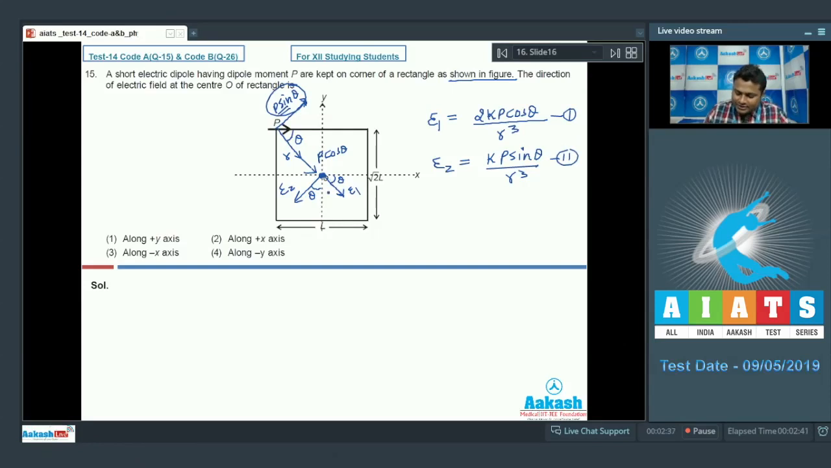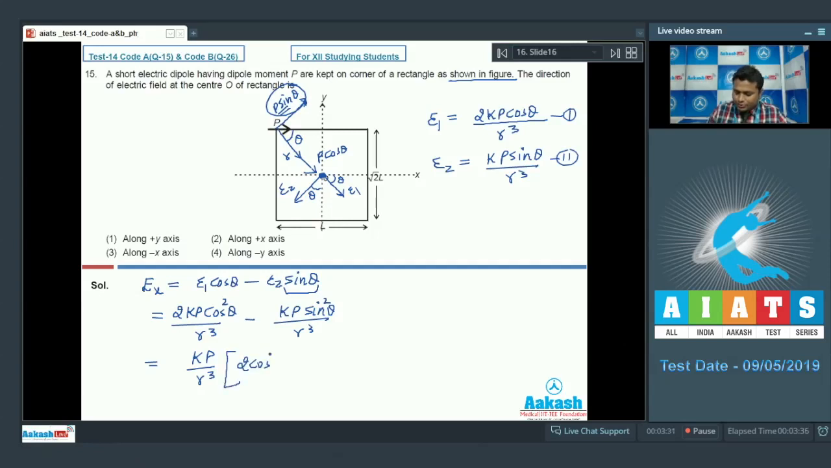Now let us calculate the net electric field in the X direction, which can be written as Ex. So students, Ex can be written as E1 cos theta minus E2 sin theta. Putting the values of E1 and E2, let's see what we are going to get. E1, that is 2kp cos theta upon R cube. One more cos theta is there, so here it will be cos square theta, minus E2, which is kp sin theta upon R cube. One more sin theta is there, so sin square will be here. Taking the common things, that is kp upon R cube, what we are going to get is 2 cos square theta minus sin square theta.